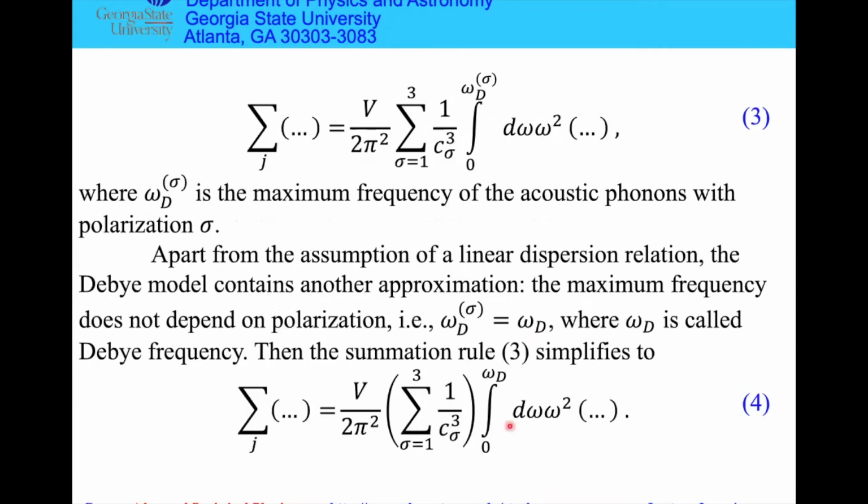So we come to the next page. This is this expression. This is the cube of the phonon speed for polarization sigma in the denominator. This is the integral I was speaking about, d omega omega squared. So it was the cube of momentum. This expression now has to be presented in terms of the frequency.